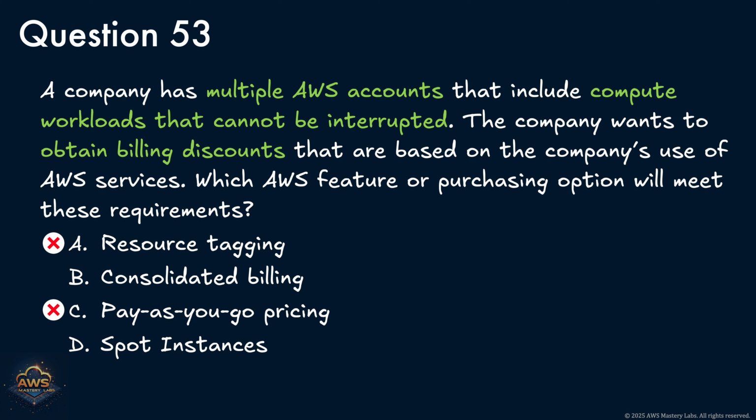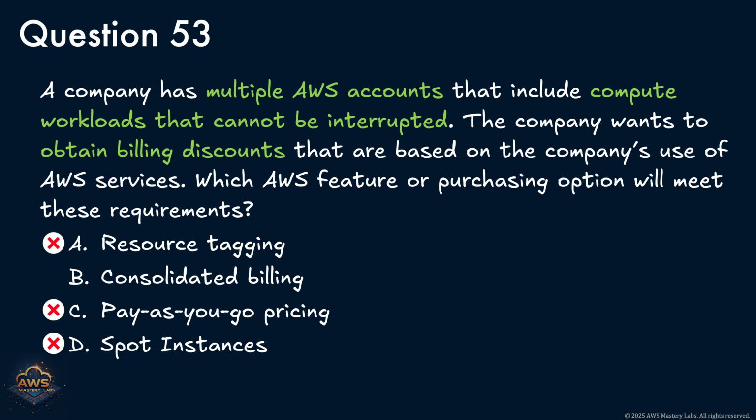Option C, pay-as-you-go pricing. This is AWS's default pricing model. You pay only for what you use, with no long-term commitments. While this provides cost flexibility and no upfront risk, it doesn't offer the volume-based or enterprise-level discounts the question is targeting. Also, it doesn't address multi-account management or coordinated billing. Incorrect, because pay-as-you-go is flexible, but doesn't offer usage-based discounts across accounts.